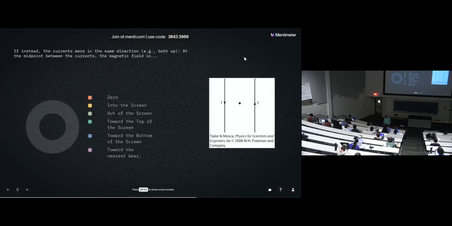Now if instead both currents were in the same direction, at the midpoint between the currents, the magnetic field is pointed in what direction?